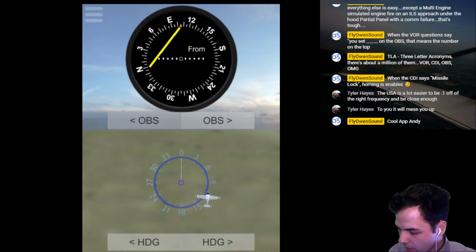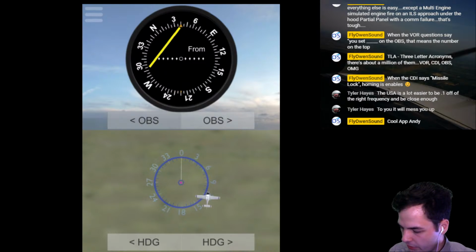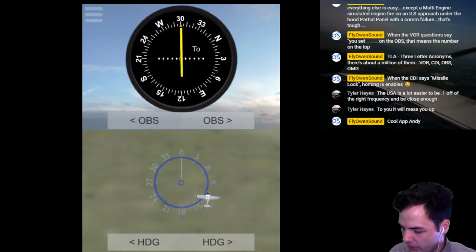Okay, so I'm going to flip it around to 300 degrees, because that is what we want. We want to fly direct to the VOR.